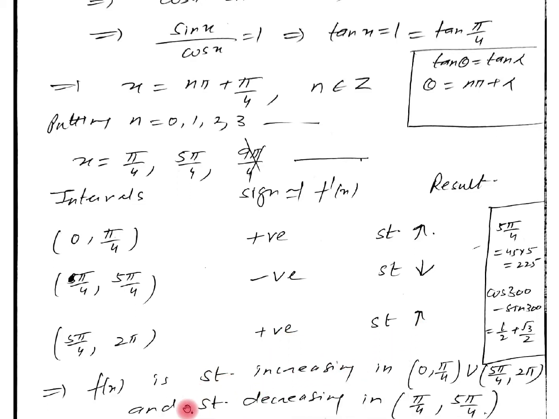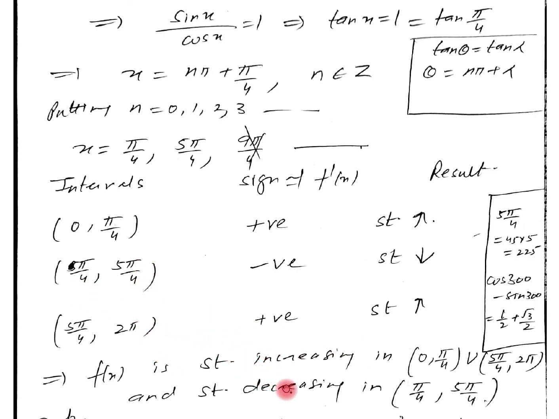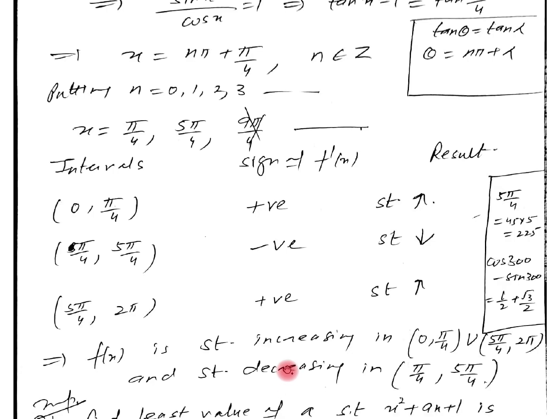So therefore we can say now f(x) is strictly increasing in this interval union this interval, and strictly decreasing in this interval. So this is all about this question, the increasing and the decreasing function.